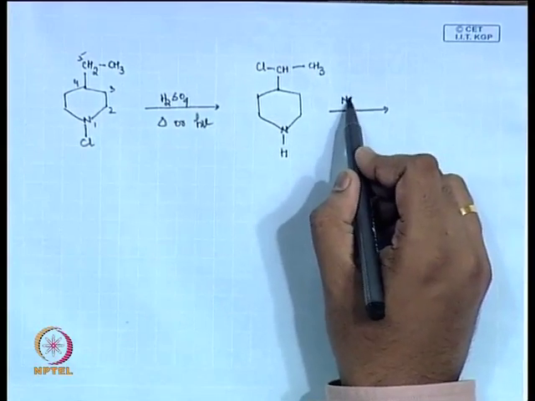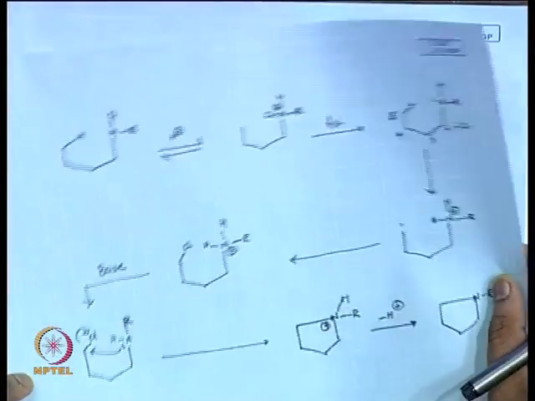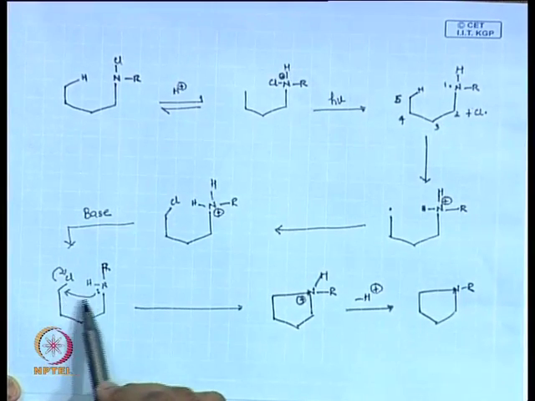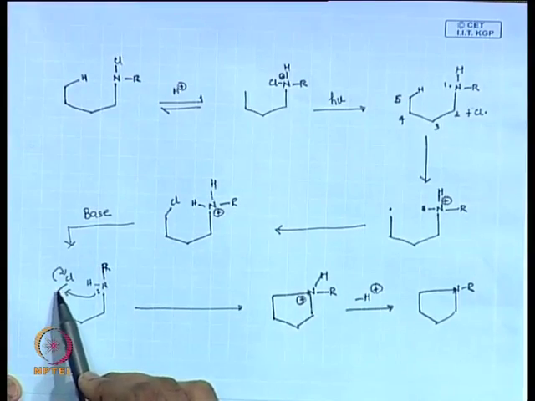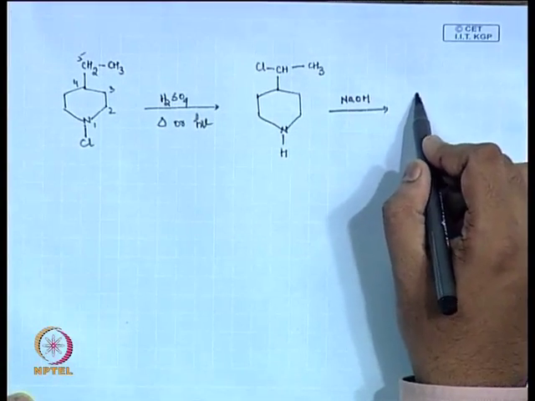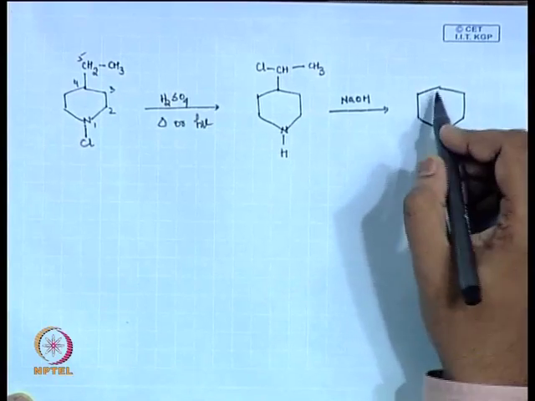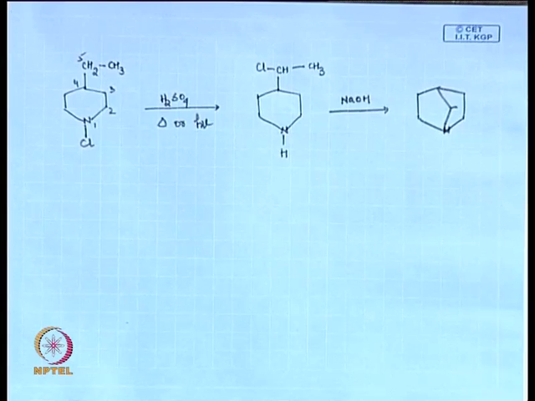Now, interestingly, since you are working up, what can you expect? What have you seen here? In this earlier case, what have you seen? Your Cl and your N: you form a bond between your nitrogen and the carbon which is connected to your chlorine. Can you try the same stuff? So, what is that? That's all. Azabicycloheptane.